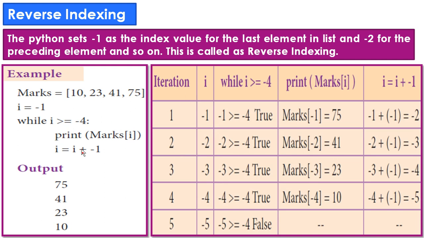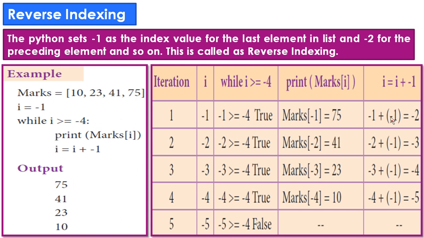Here is the execution of this iteration. At first iteration, I value is -1 and it checks the condition -1 greater than or equal to -4, it is true. So it proceeds into the loop. Then it prints marks of -1, that value represents the last value of the list, that is 75. So 75 is printed here.